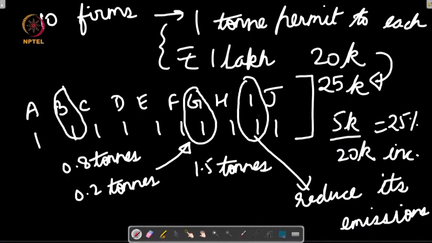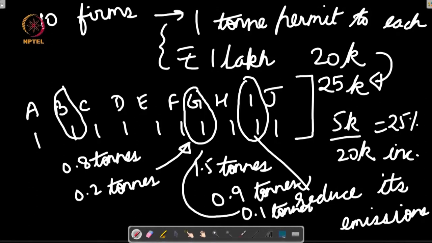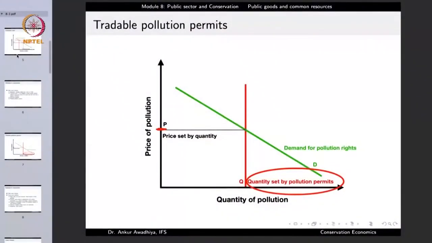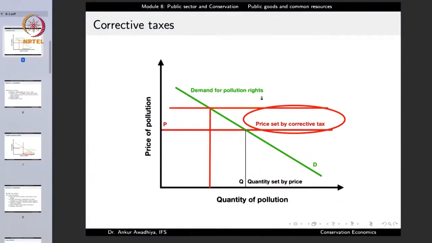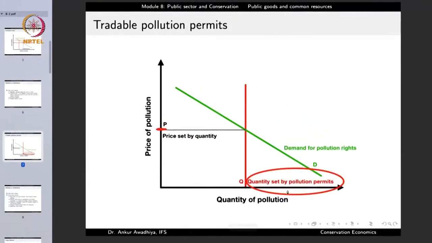And so in place of, say, emitting 1 ton of carbon dioxide, probably it is able to bring it down to 0.9 tons. And in that case, it can sell the remaining 0.1 tons to firm G. So what is happening here is that the government is not putting a price on the pollution as it was doing earlier. Earlier the government was setting the price through taxation. In this case, the government is just saying, okay, this is the amount that we are going to permit. And whoever has a higher requirement, whoever values the right to pollute more, is going to pay more. And if there is still a shortfall, we can even permit the players to trade amongst themselves.